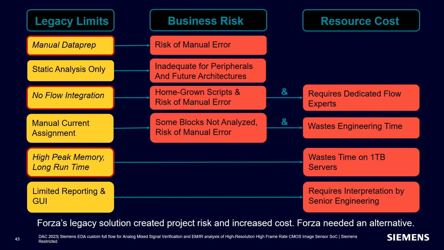Our legacy flow performance also degrades significantly at scale, leading to long run times and high peak RAM usage, necessitating servers with enormous amount of RAM. Additionally, there are secondary problems like the need for manual current assignment, which not only increases setup time, but could also lead to unintentional errors. Currently, our legacy solution can only do static IR drop analysis, and therefore a lot of peripheral blocks in the image sensor architecture which have switching currents cannot be analyzed accurately.